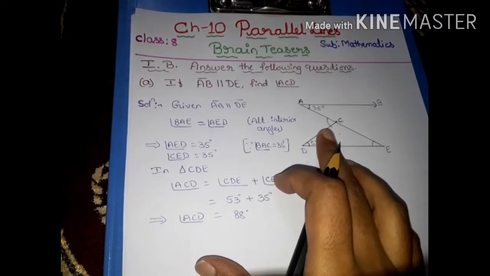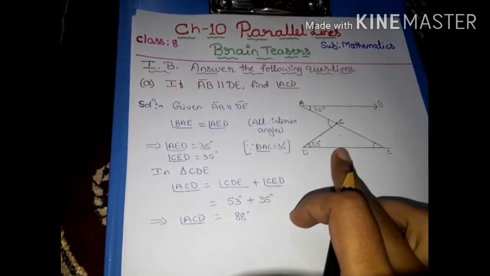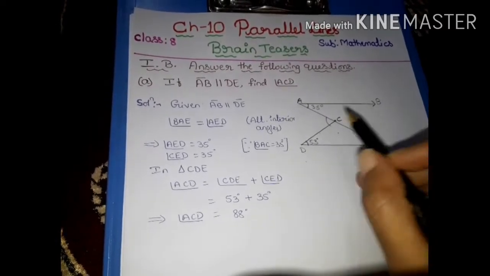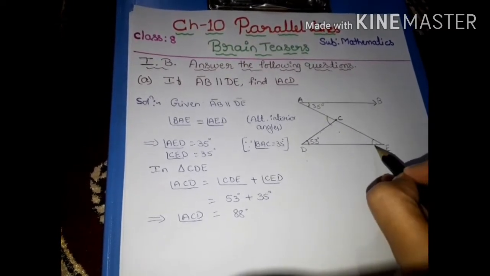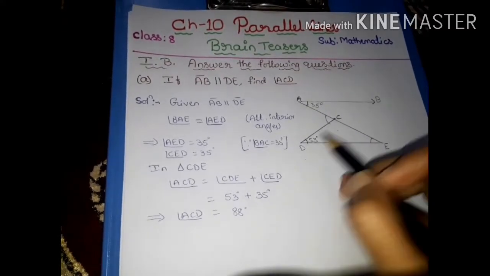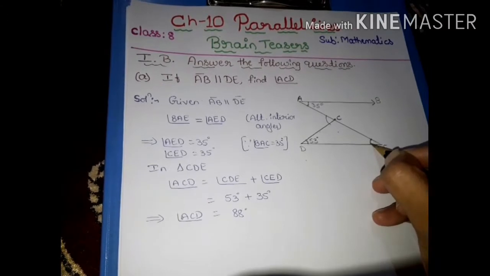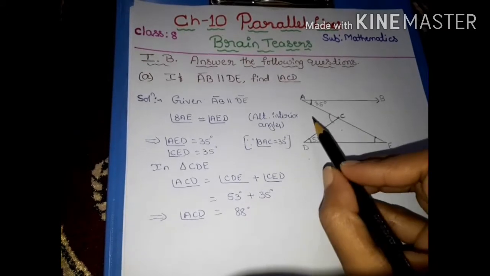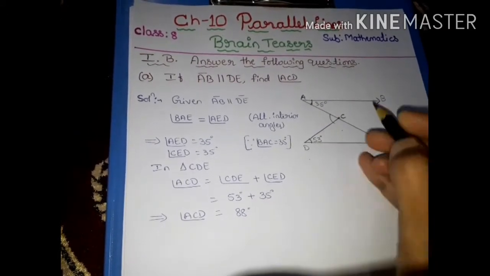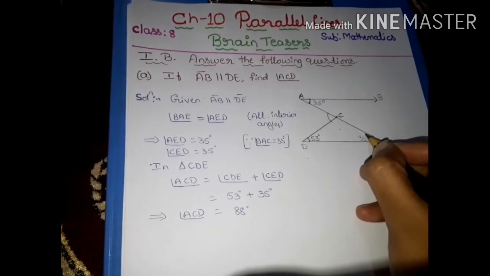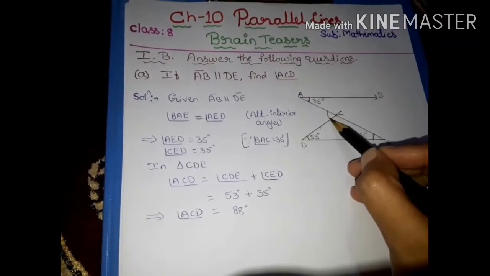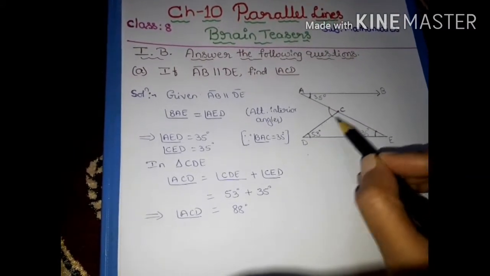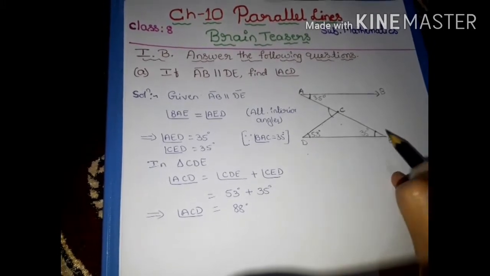To find this angle, they have given that AB is parallel to DE. When AB is parallel to DE, these two angles, BAE and AED, are alternate interior angles. Always, alternate interior angles are equal. If this is 35 degrees, we can write this angle also as 35 degrees. Now you have to find this angle, nothing but ACD. To find this angle, consider triangle CDE.